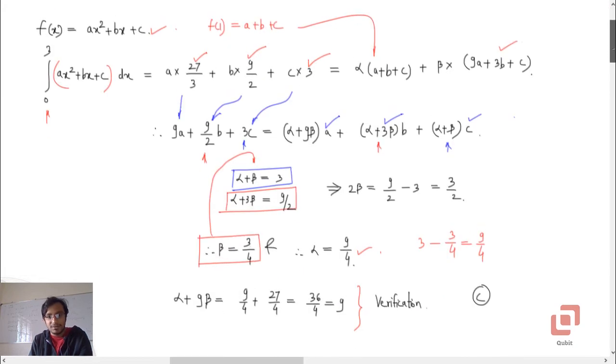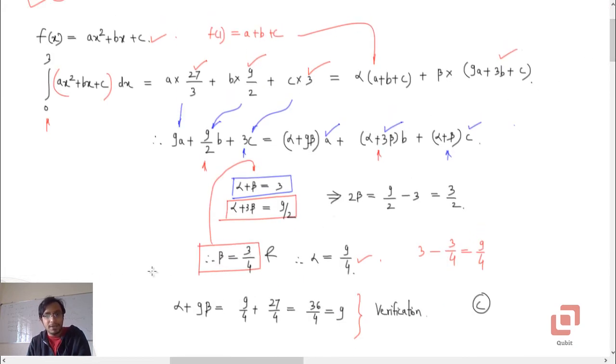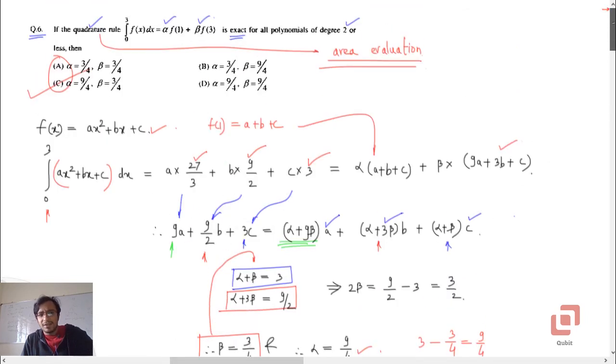Now let's verify whether our answer is correct. What we have to do is go to the relation that we have not yet considered, that is alpha plus 9 beta equal to 9, right? Now let's check whether that is indeed true. Alpha is 9 by 4, beta is 3 by 4. So 9 by 4 plus 9 into 3 by 4, 27 upon 4, which is 9. So we have successfully verified our option as well. Okay, fine. So a very simple question, but you should first know what quadrature means.